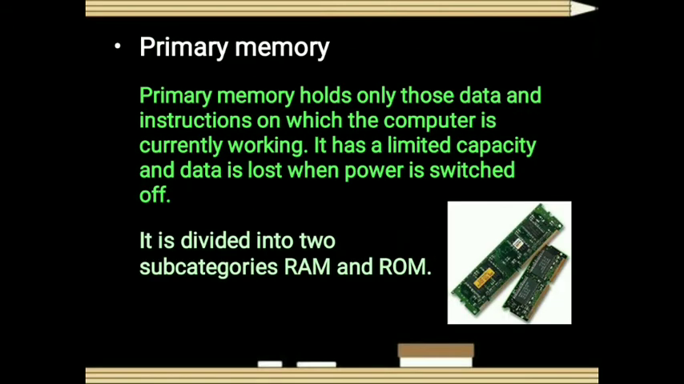Primary memory is also called internal memory, and it is accessed directly by the CPU. Primary memory holds only those data and instructions on which the computer is currently working. It has a limited capacity and data is lost when power is switched off. It is divided into subcategories, RAM and ROM.